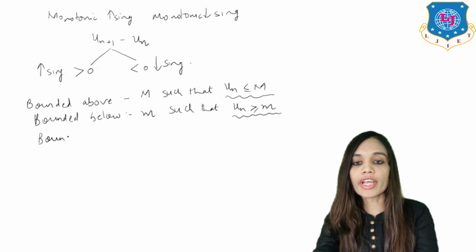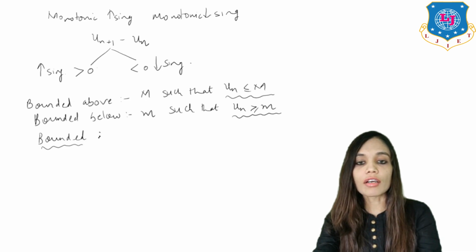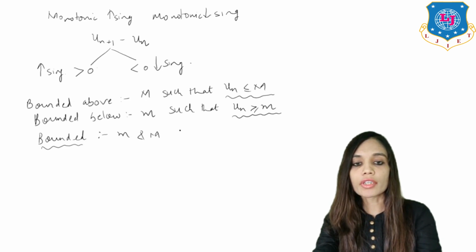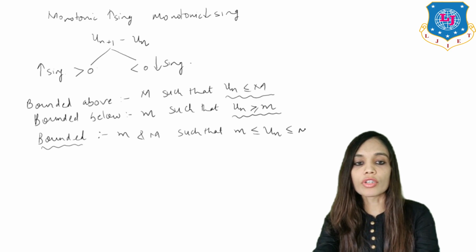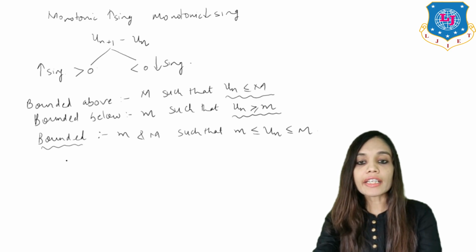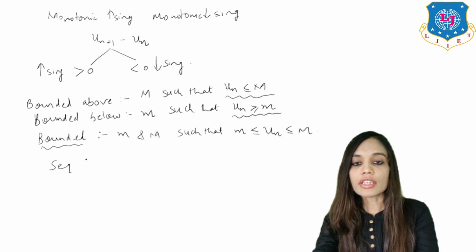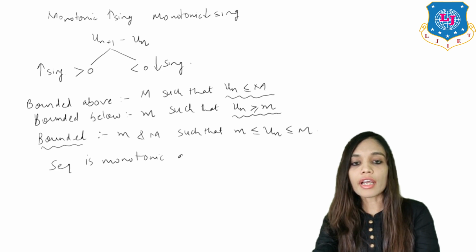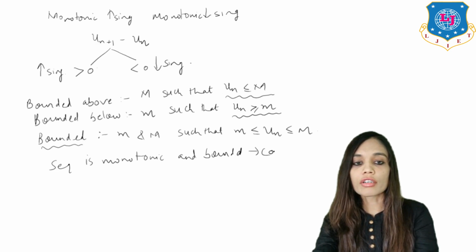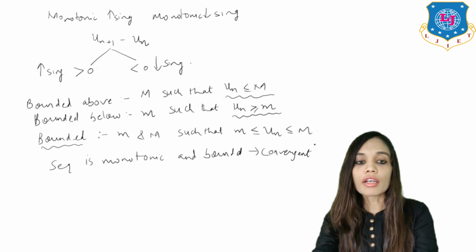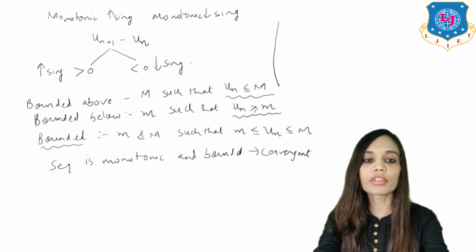Next we have studied bounded sequence. So when can we say that a sequence is bounded? When there exist numbers small m and capital M such that small m less or equals to un less or equals to capital M. And if a given sequence is monotonic and bounded, then what we can say? That the sequence is what? Convergent. Fine.